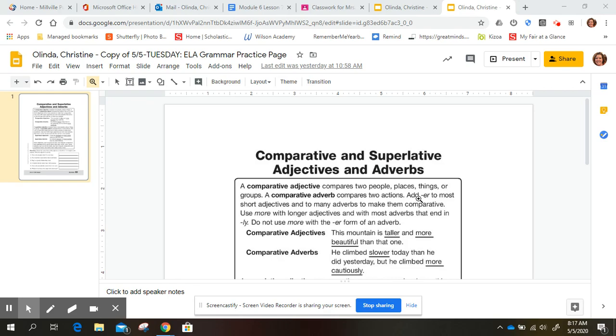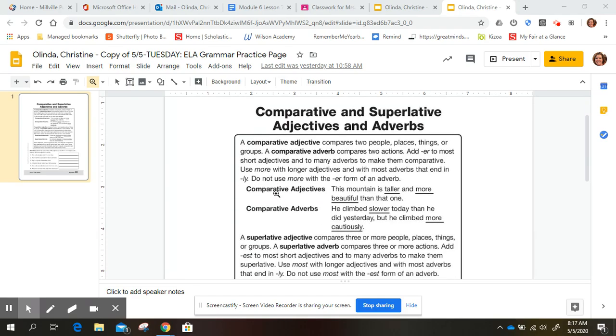Actions are verbs, and you're going to add er to most short adjectives and to many adverbs to make them comparative. Use more with longer adjectives and use most with adverbs that end in ly. Do not use more with the er form of an adverb. So here are some examples.